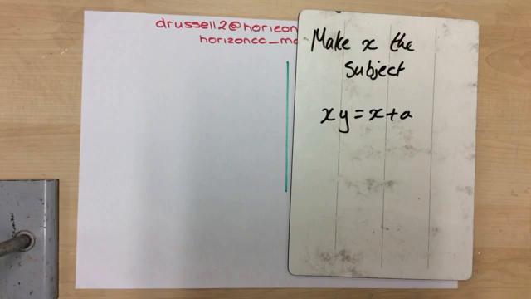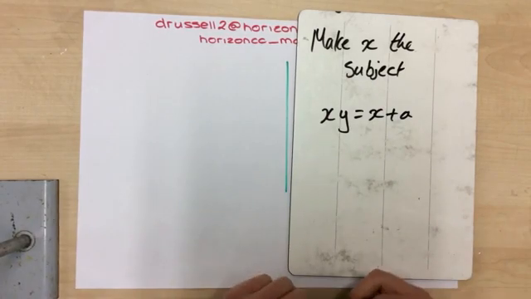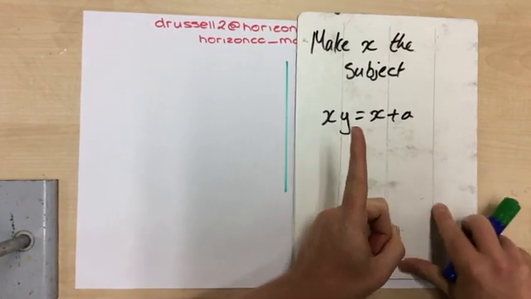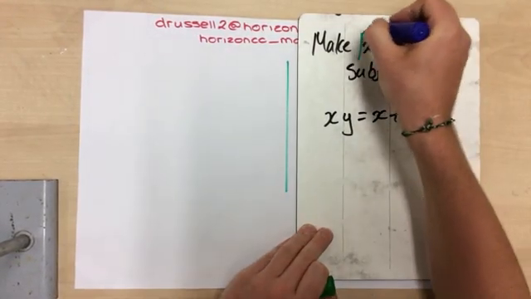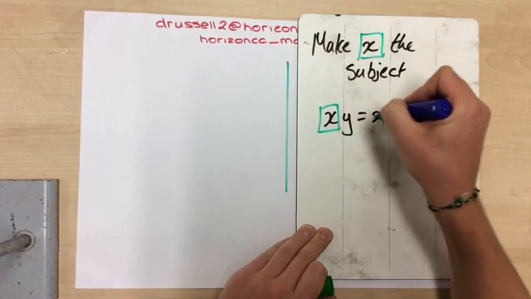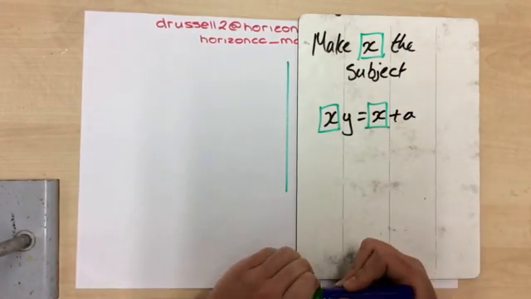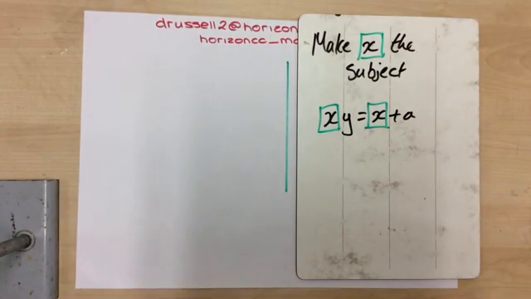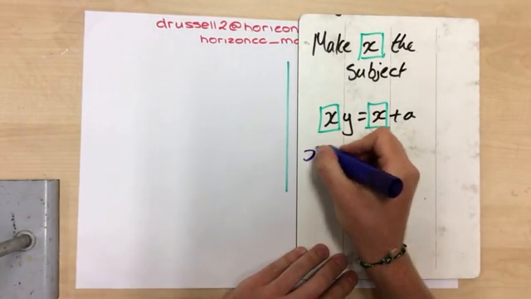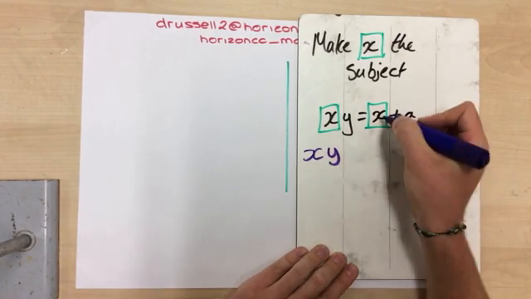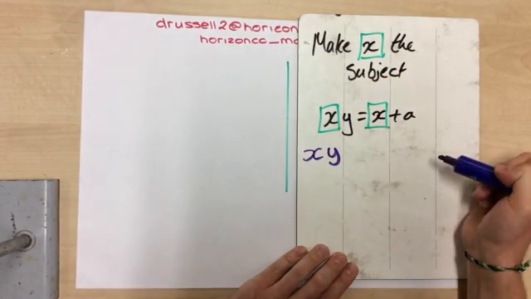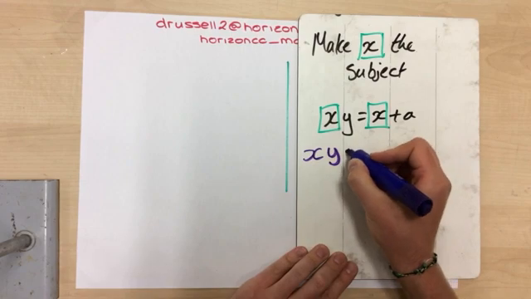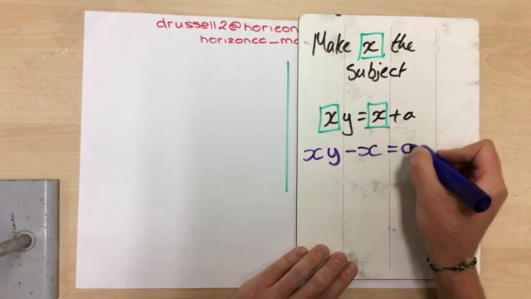Okay, make X the subject. When we are being asked to make X the subject, or any letter the subject, we want it to appear just once and on one side of the equation only. Currently, the X that we are wanting appears twice, and annoyingly, it's on 2 different sides of the equation. I need to get it all onto one side to start with, so I'm going to keep the XY that's on the left, and to get the X that's currently on the right onto the left, I need to subtract it from the right. So I'll have XY minus X equals A.